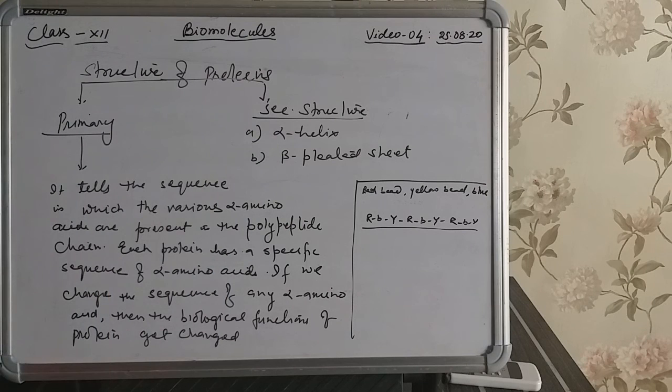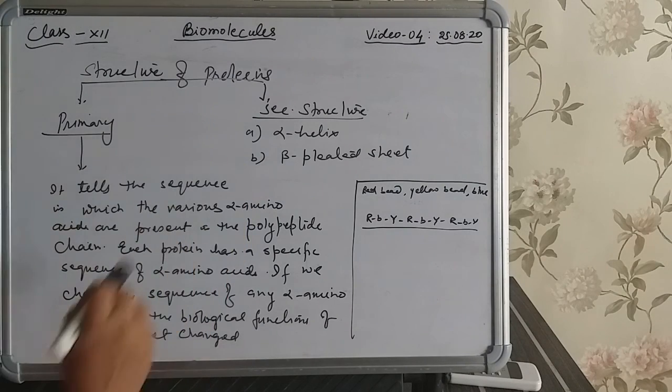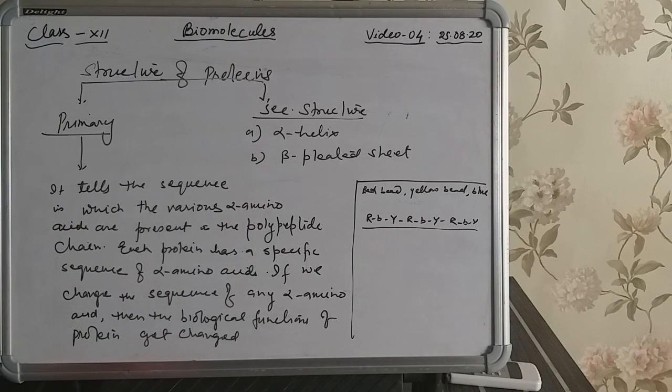Let's discuss the secondary structure, in which we talk about the alpha helix structure or beta pleated sheet structure. So students, in the next video we will discuss these two structures, and also about nucleic acids, in which we will discuss DNA and RNA. That's enough for today.